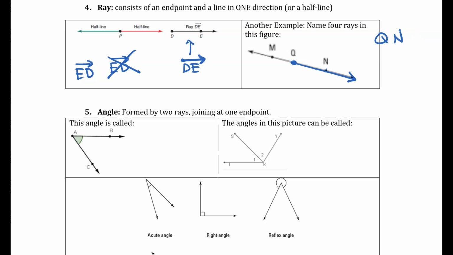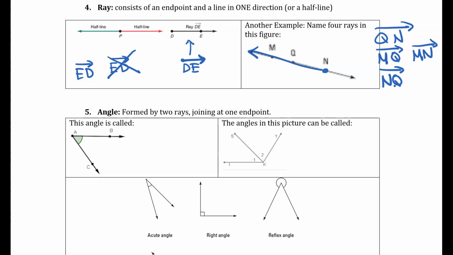So QN is one ray. We've got ray MQ, that ray, MQ. I could also call that ray MN because it also goes through N. So MN actually makes the exact same picture, so these are the same. I could say ray NQ is this ray right there, so it starts at N and goes through Q.